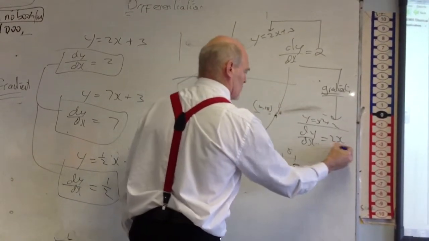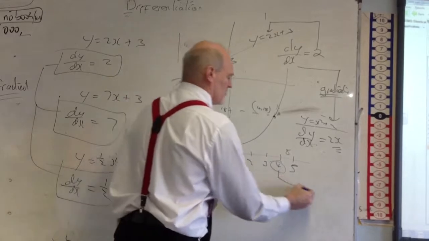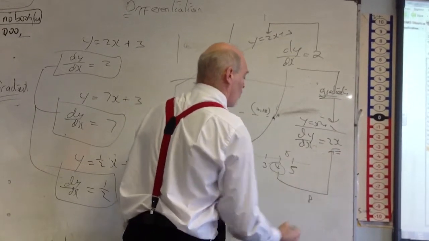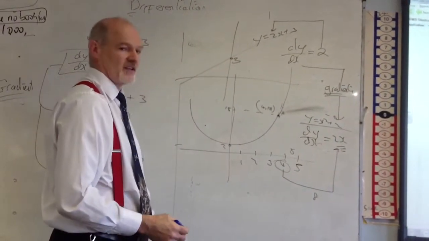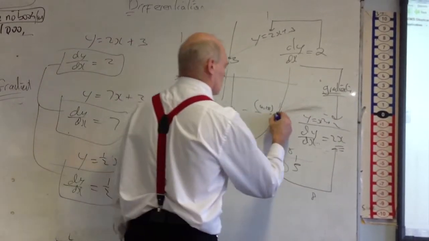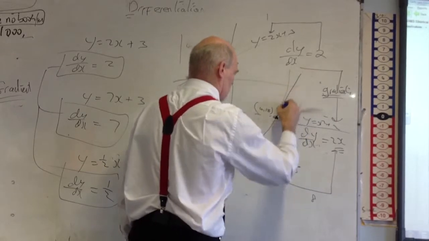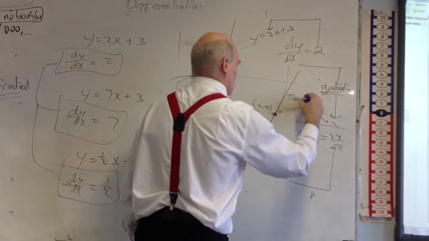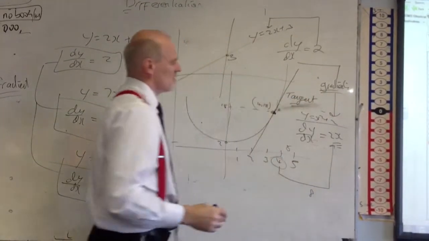The gradient we've just discovered, you said, if I use the number 4, the gradient is 8. What line has a gradient of 8? The line that just touches that. What's the name of the line that just touches it? Tangent. Bingo. And I can go one step further.